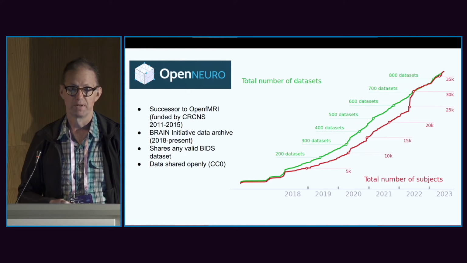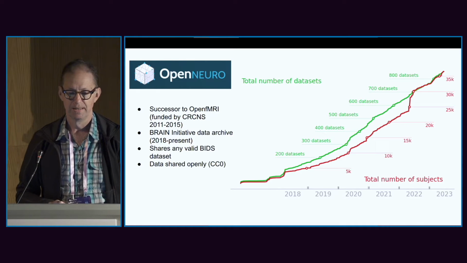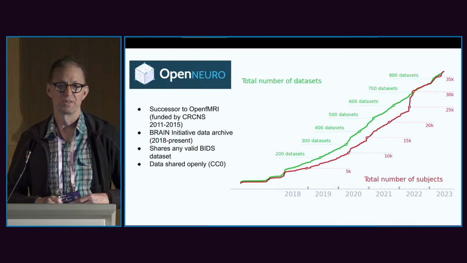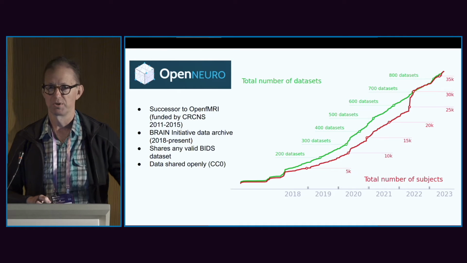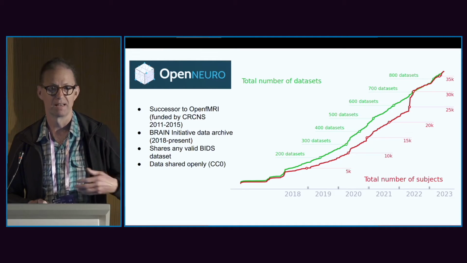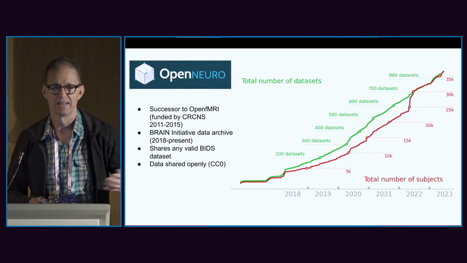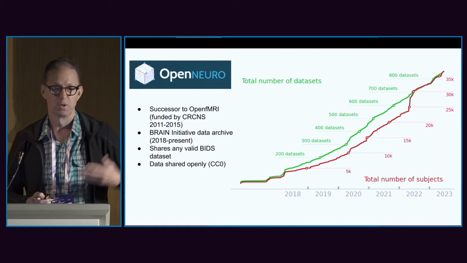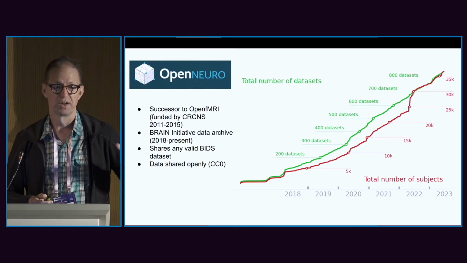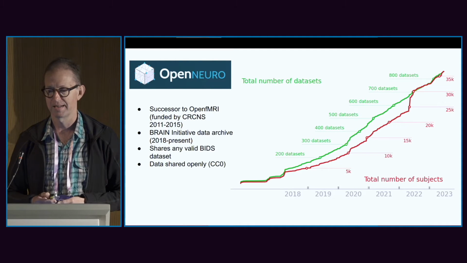And it's now one of the Brain Initiative data archives. There's a number of different ones. We're the one for a number of types of imaging data. The idea behind OpenNeuro is we can share any data set that follows a particular standard, called the Brain Imaging Data Structure, or BIDS. So any data set, be it fMRI, MEG, EEG, intracranial data, now fNIRS, can be uploaded. And they're all shared very openly using what's called a CC0, or kind of a public domain dedication.